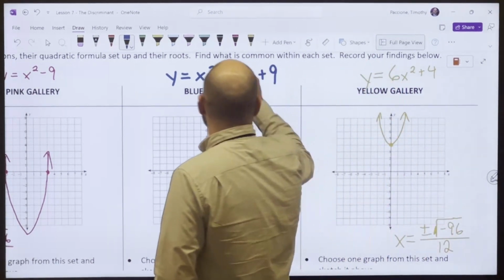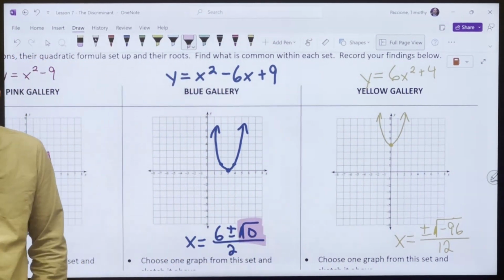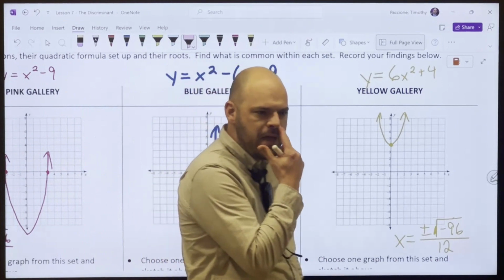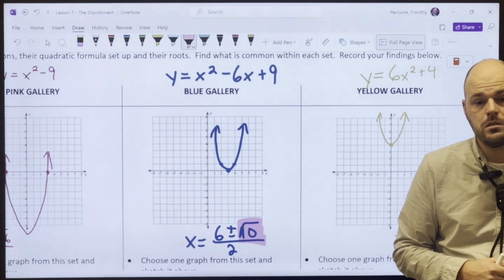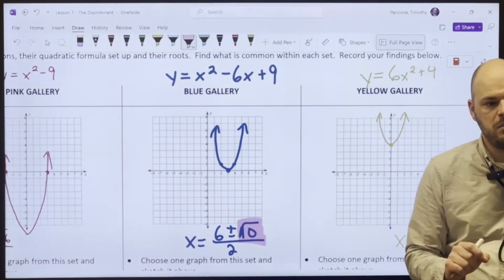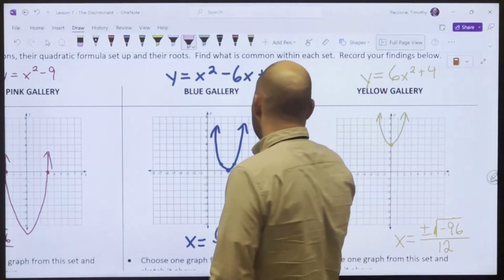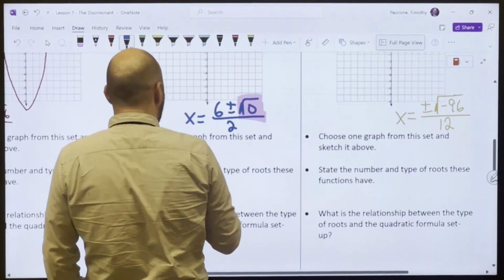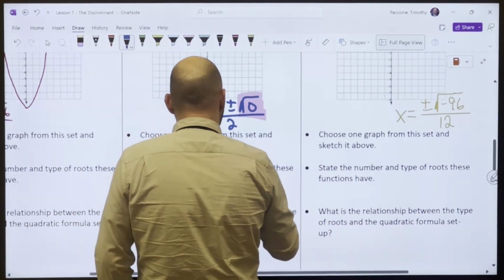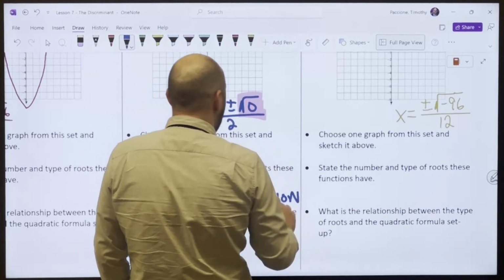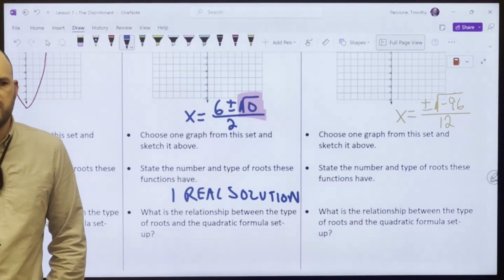They all had the square root of 0. So they all had this square root of 0. When you did the quadratic formula, you got a square root of 0 in there. Okay. And then what else did they all have in common? What did you say? They're all right on the x-axis, meaning they have one real solution. So they all have one real solution, and they all had a square root of 0 when you did the quadratic formula. So what does that mean? What do you think we can take away from that?